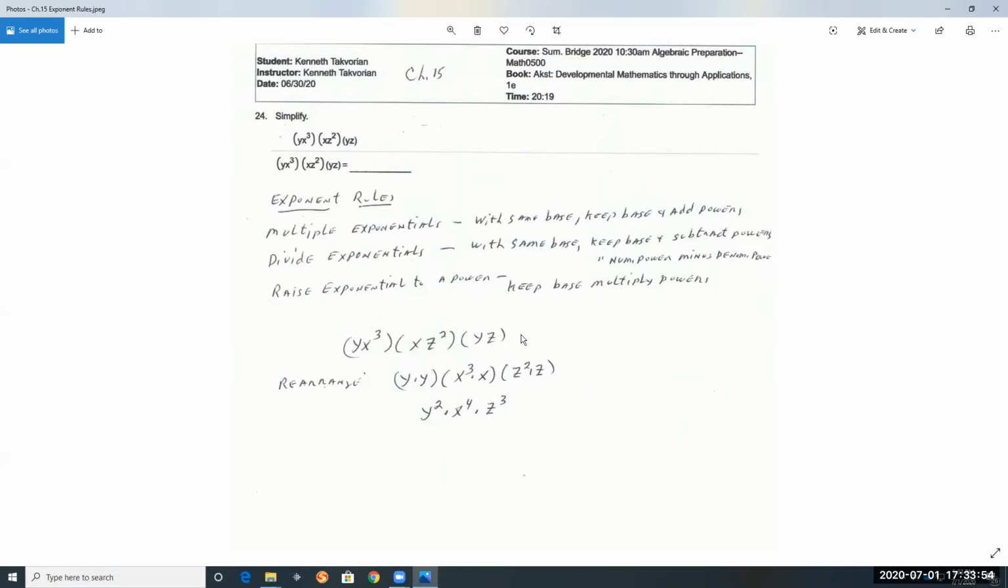In the above example, which is just a multiplication of three monomials, we want to rearrange the product such that we group like bases together. So we have y times y, x cubed times x, z squared times z. If we use the multiplication rule, it says keep the base and add the powers, we get y squared, x to the fourth, z cubed.